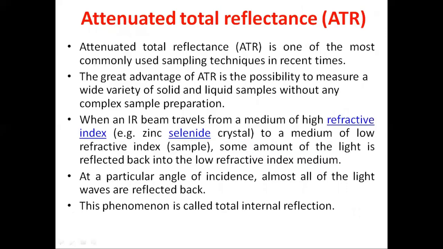So, what do you mean by attenuated total reflectance? Attenuation means reduction in the total reflectance. Attenuated total reflectance is one of the most commonly used sampling techniques in recent times. The great advantage of ATR is the possibility to measure a wide variety of solid and liquid samples without any complex sample preparation.